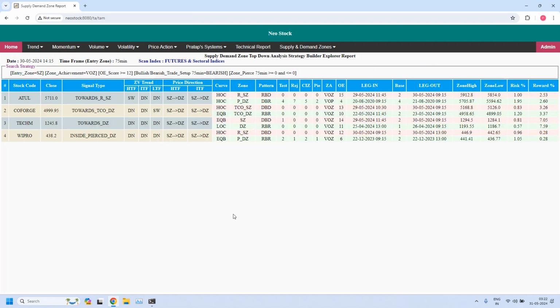And this time all the three filters are applied to 75 minutes supply zone. Now let us generate the report. 4 stocks are filtered that are supporting bearish trade setup for weekly income trade.